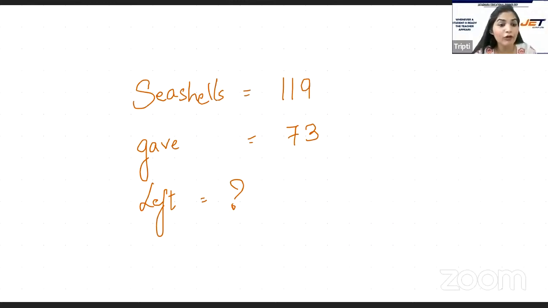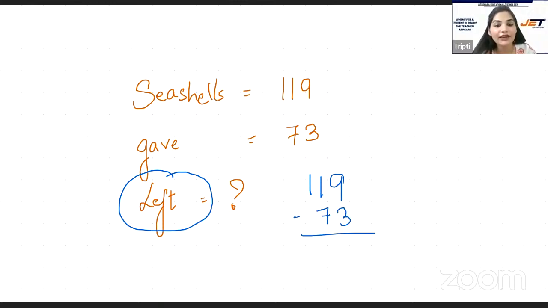Okay, so I hope by now it's done. Over here, the question is asking you for the leftover thing. How many seashells are left? So here, to find the leftover thing, you need to do subtraction. 119 minus 73, because she found these many and then she gave these many seashells, 73 seashells, to her sister. How many are left over? It means she has given that. Take away is what we are going to do.